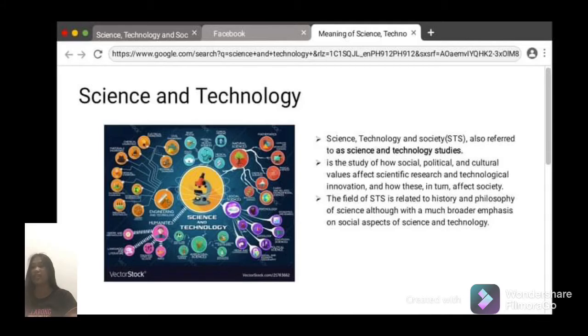Science, technology, and society scholars are interested in a variety of problems involving the relationship between scientific and technological innovation and society, and the direction and the risk of science and technology. The field of STS is related to history and philosophy of science, although with a much broader emphasis on social aspects of science and technology.